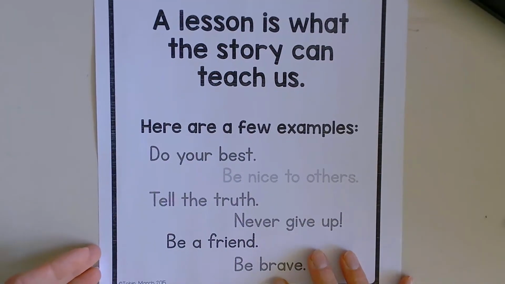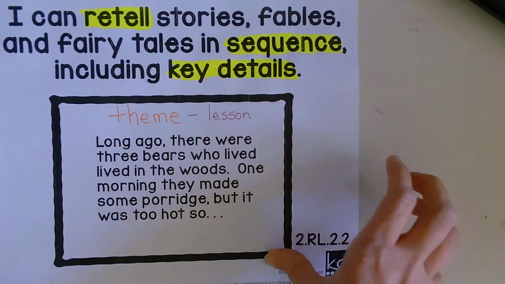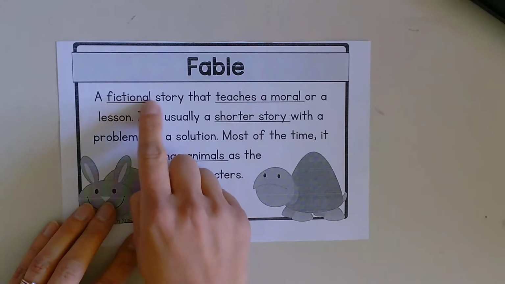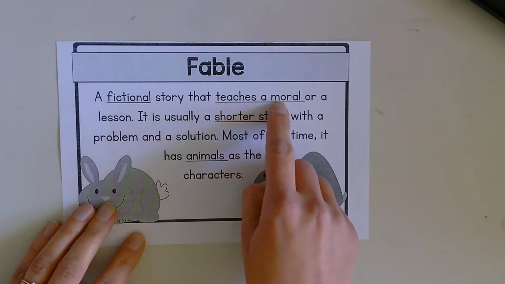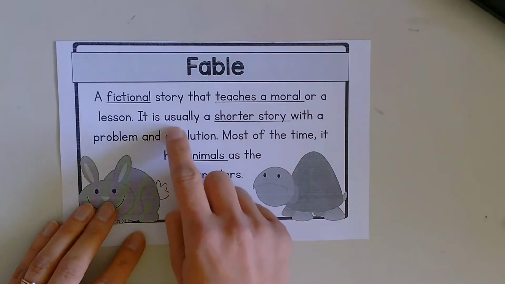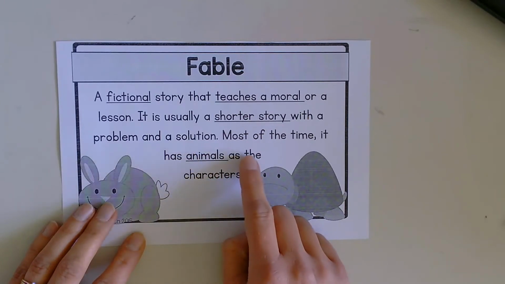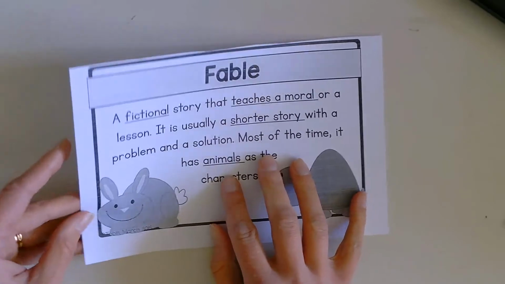Now today we're going to look at a special kind of story called a fable. So we'll have two fables that we're going to look at. A fable is a fictional story. It's a make-believe story that teaches a moral or a lesson. It is usually a shorter story with a problem and a solution. Most of the time it has animals as the characters. So here's our first fable.